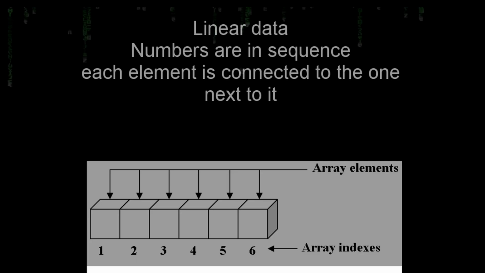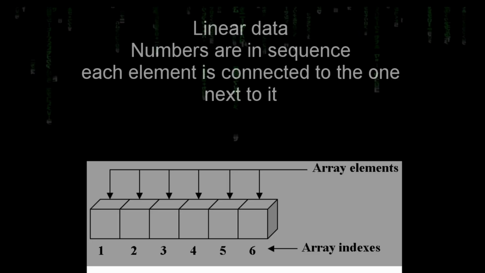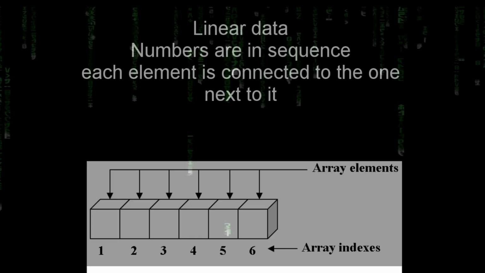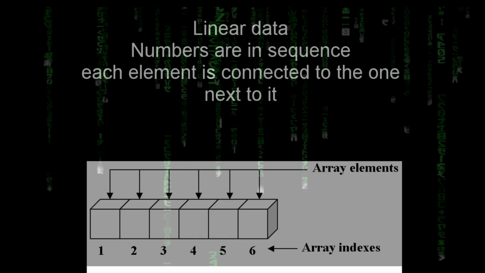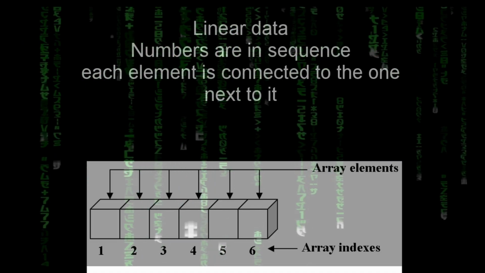But yes, so why even go through all this trouble? Well, neural networks specialize in figuring out non-linear data. So to understand it, let's go over linear data first. Linear data are numbers in sequence basically, where each element is connected to the one next to it, the one behind it and the one in front of it, making it linear.